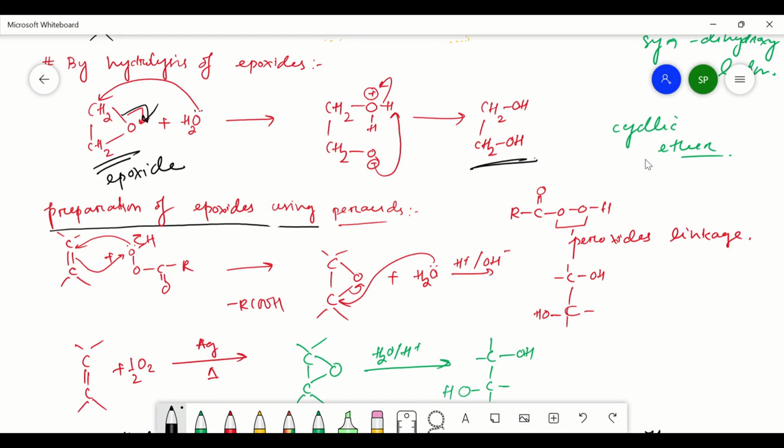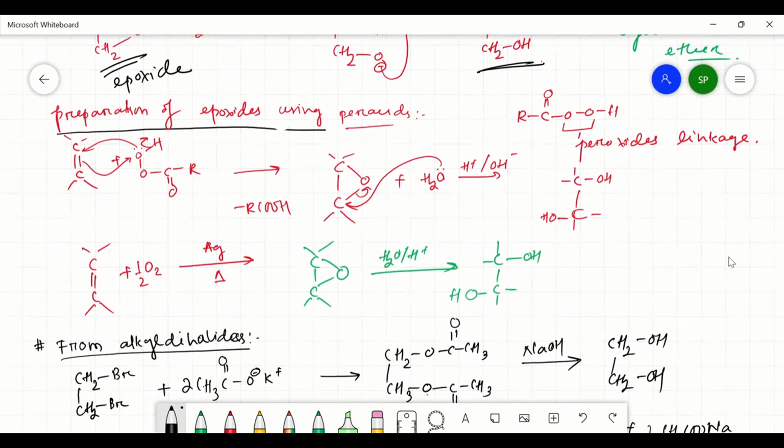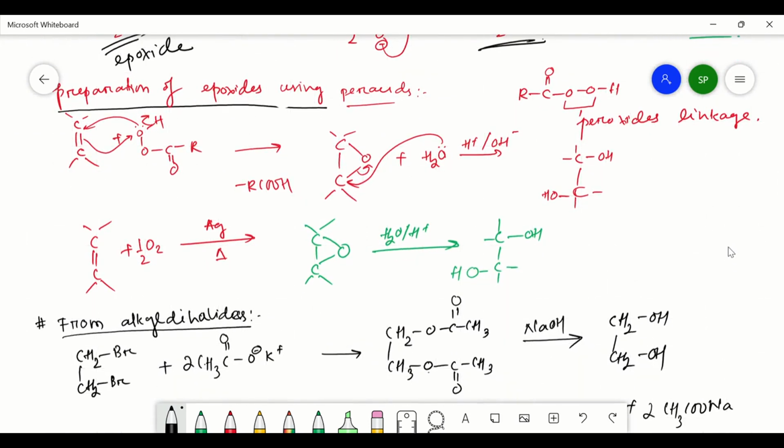Next we will see the preparation of epoxide. Epoxide can be prepared by two methods: by reacting with silver and by reaction with peracids. What is a peracid? A peracid is one in which there is a peroxy linkage, that means an oxygen-oxygen single bond. This peroxy bond is very weak, so it breaks down very easily, and this oxygen atom is an electrophilic oxygen atom. That means it is electron seeking.